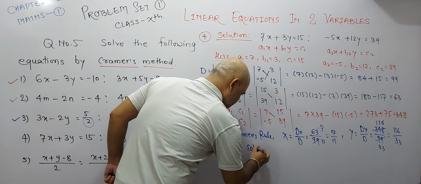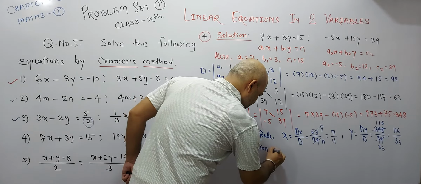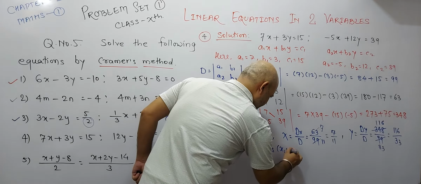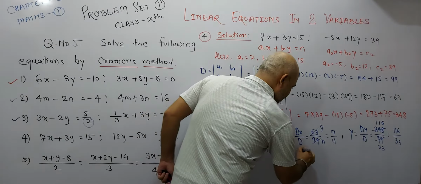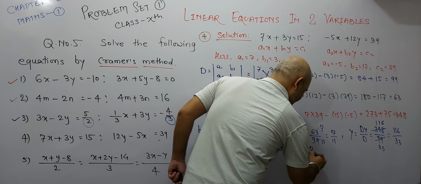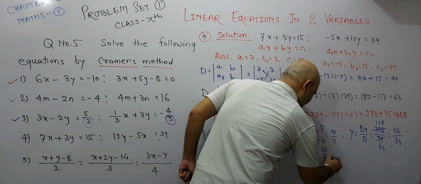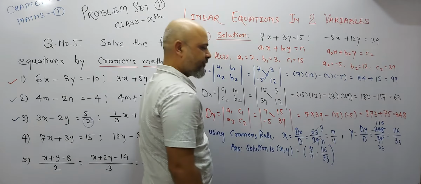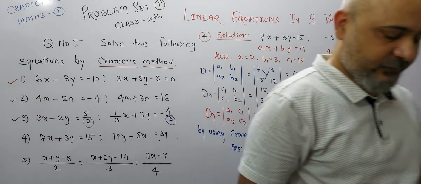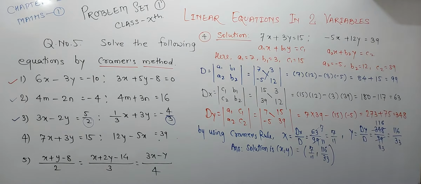So we will write the final answer. The solution, that is x comma y, is equal to x is 7 by 11 and y is 116 divided by 33. Okay, so this is the answer of sub question number 4 of question number 4.